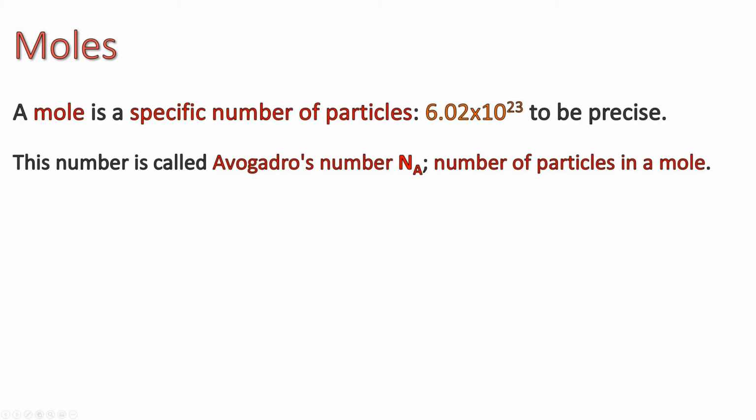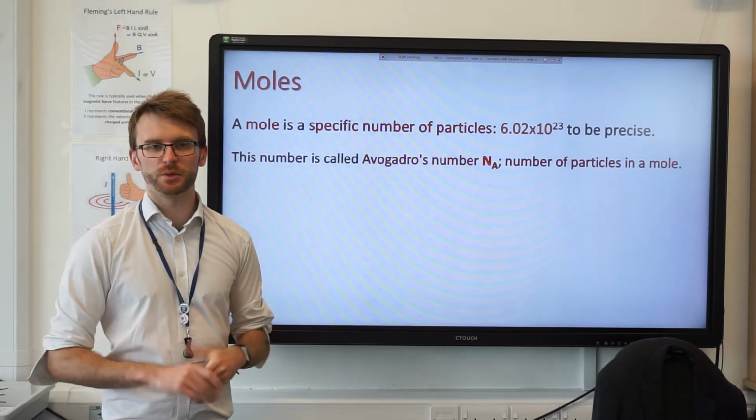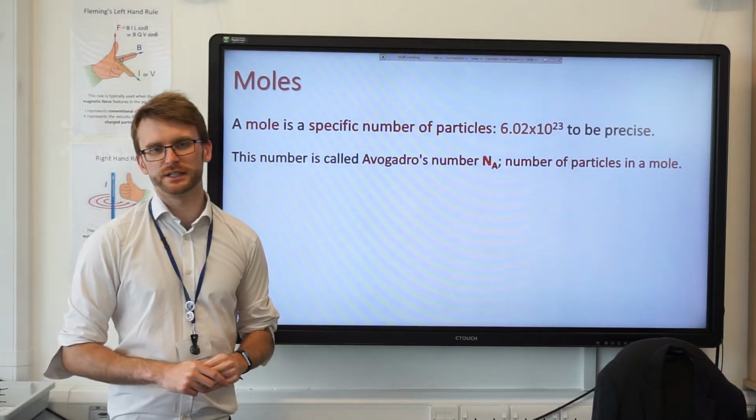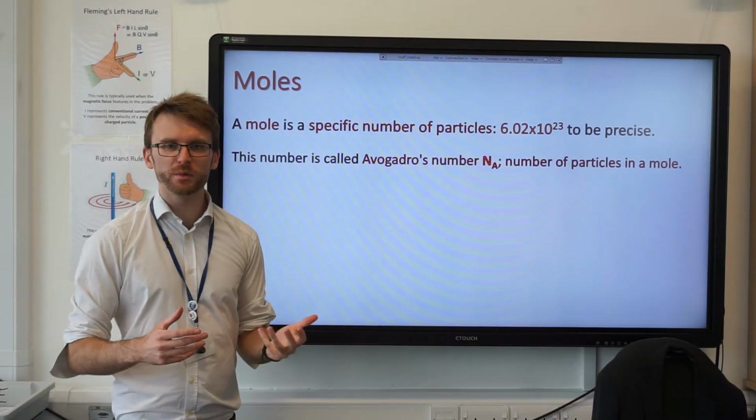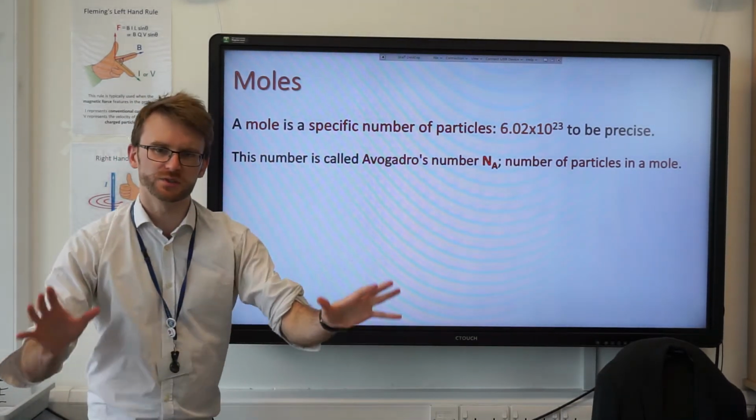1 mole is quite simply this. It's a specific number of things. 1 mole is 6.02 times 10 to the 23 objects. If you have a mole of something, you have 6.02 times 10 to the 23 of those things. 1 mole is just a number. It's got nothing to do with chemicals. It's got nothing to do with chemistry even.